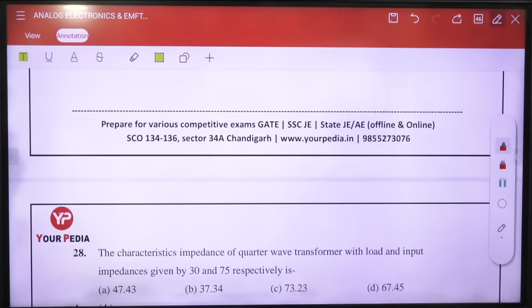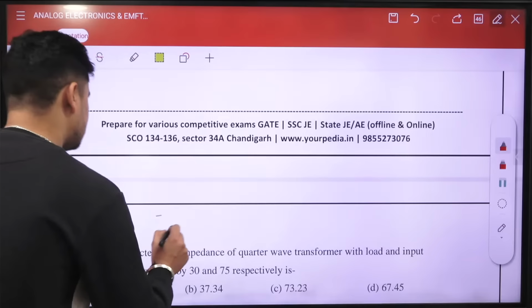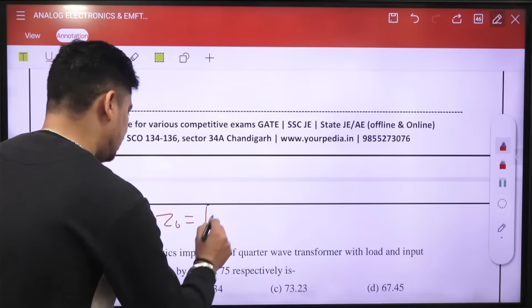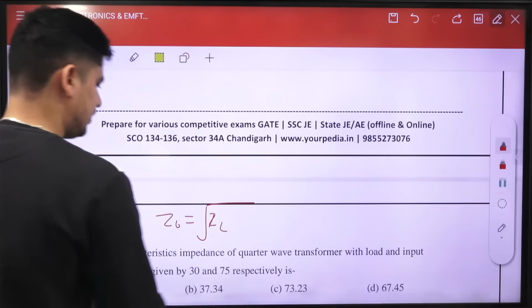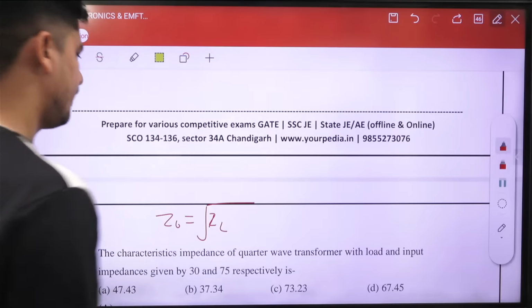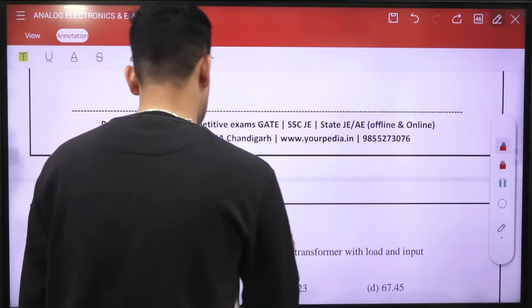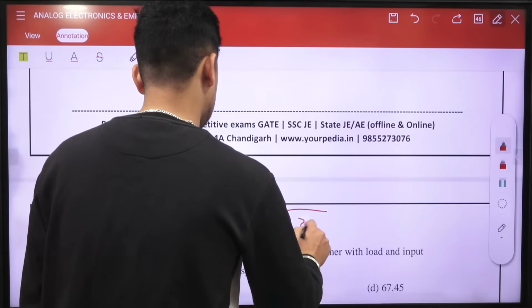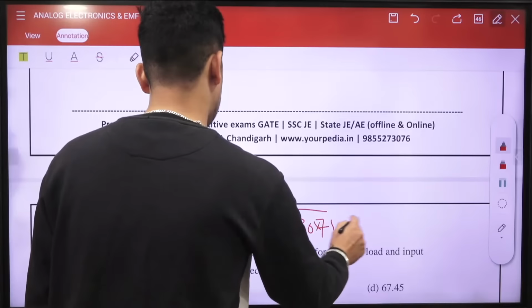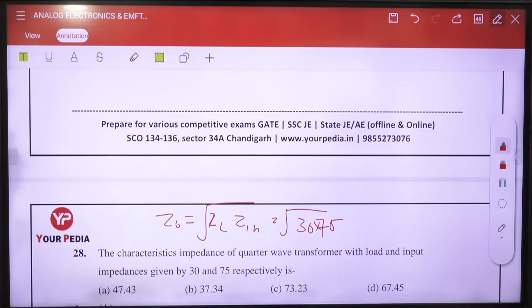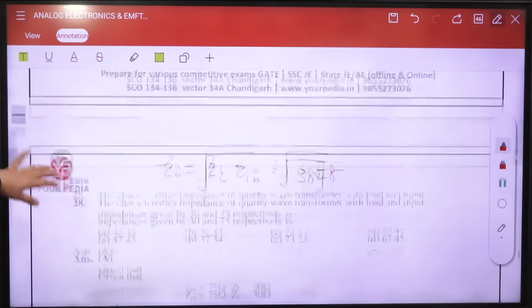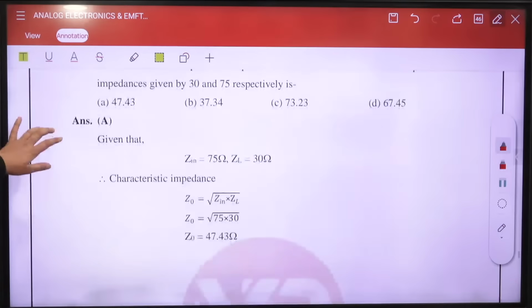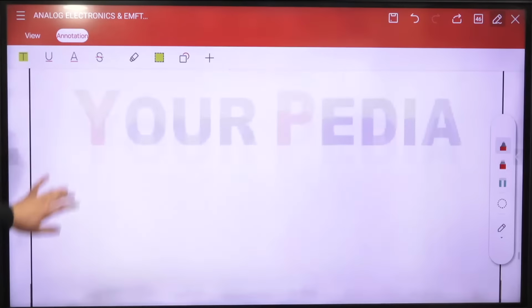The characteristic impedance of a quarter wave transformer with load and input impedance is given by. See, always remember that thing. If he is asking about characteristic impedance of line, that will be under root of ZL and Zi. So it's going to be 30 into 75, under root of 30 into 75. So how much is this? 47.43.